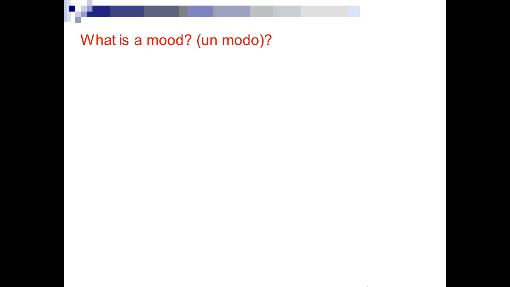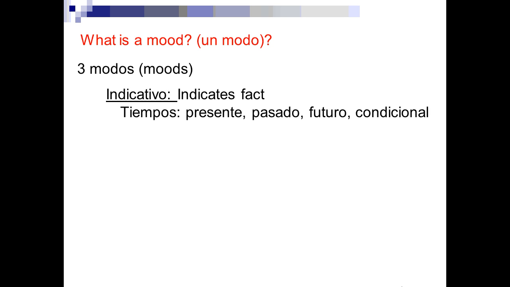So before we talk about exactly what the present subjunctive is, I want to talk about moods. There are actually 3 moods in Spanish, or tres modos. The first mood, okay, is el indicativo. This is the indicative. It indicates facts. Los tiempos verbales, the verbal tenses, some of them I have listed here.